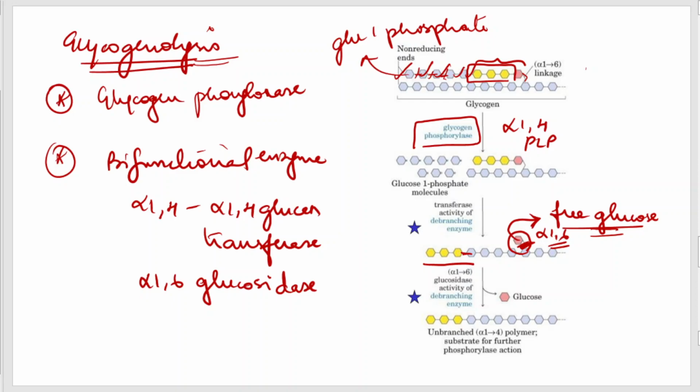Do you understand? Now what happens to this glucose 1-phosphate which is being removed? From the glycogen, glucose 1-phosphate is removed one by one, right? So what happens to this glucose 1-phosphate? We have seen already that glucose 1-phosphate undergoes the phosphoglucomutase reaction.